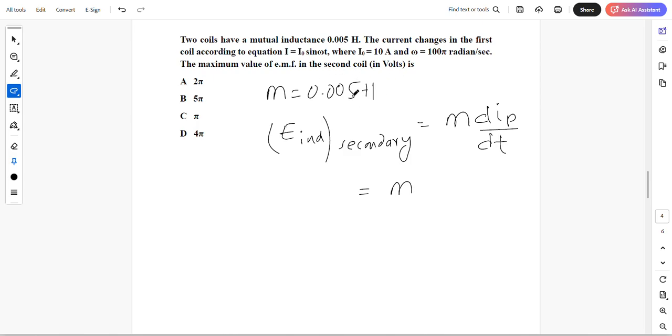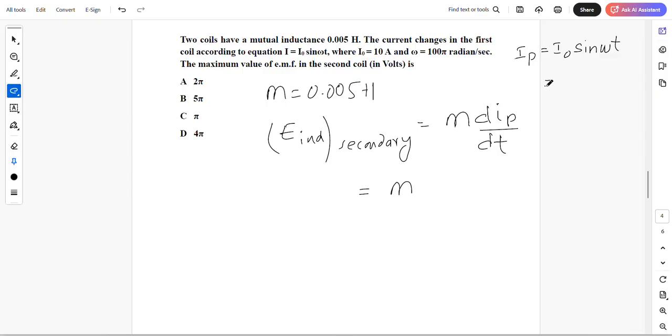Now it is equal to M into how much that they have given. How much is I in the first coil? They have given IP is equal to I naught sin of omega t. Now you have to differentiate this one. If I differentiate this one, how much am I going to get?